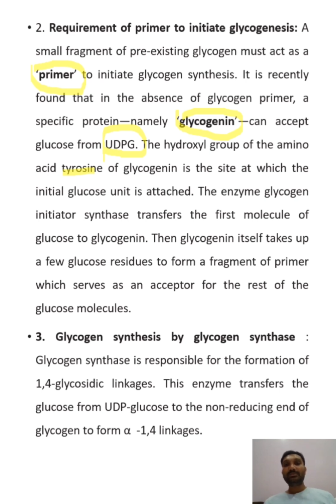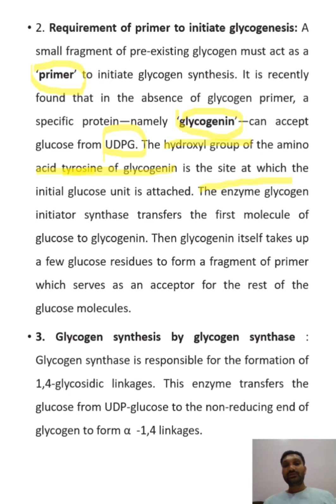That simply means that to initiate glycogen synthesis, a pre-existing glycogen primer is essential. Even if it is not present, recent study says that if the specific protein glycogenin is present, the process of glycogenesis can proceed further. The point is that the hydroxyl group of the amino acid tyrosine of glycogenin is the site where the initial glucose units are attached.